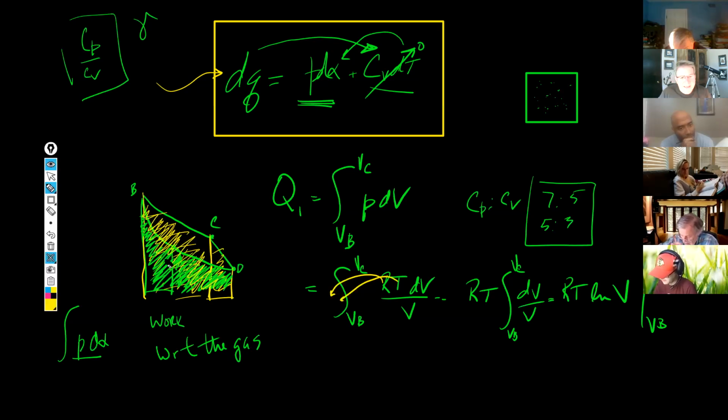Do you understand that all the green and yellow cancel each other out? Work done to the gas, work done by the gas, except for what? What area is not canceled out? The area in that box. So that's the area in blue on figure 3.2. Well, what is the area in that box? That's your net work.